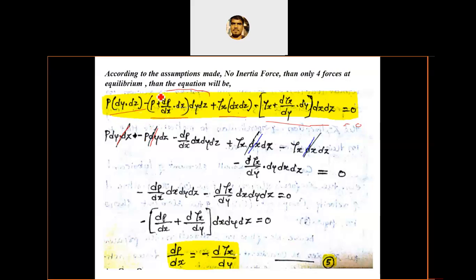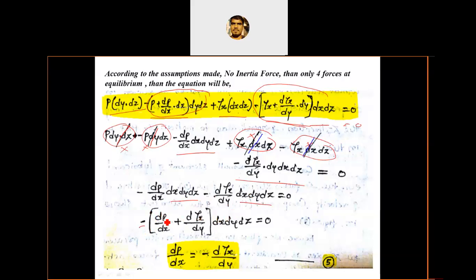If we expand this, we can write P dy dz minus P dy dz minus dP by dx dx dy dz. If we expand these, we get these two components. If you simplify, we can cancel these two terms, plus and minus of the same term. Canceling these, the final equation has only these remaining components: minus dP by dx dx dy dz minus d tau x by dy dx dy dz is equal to 0. If you take dx dy dz as a common term, the negative sign is also a common term.